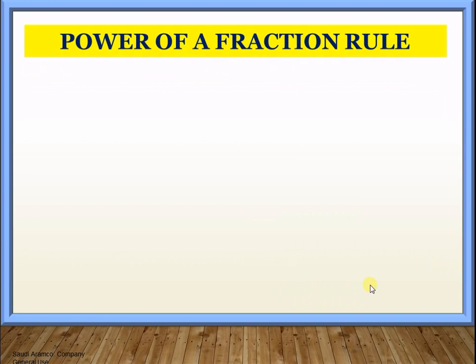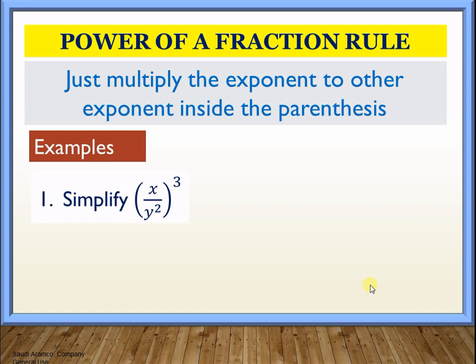Power of a fraction rule. Okay, the same idea. So x, this one will be multiplied to the exponent of x, and this one will be multiplied to the exponent of y, which is 2. Okay, so it will look like this. So x is raised to the 3rd power, and y is raised to 2 times 3. The final answer will be x raised to 3 all over y raised to 6.